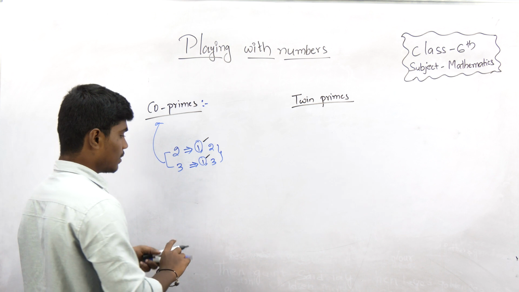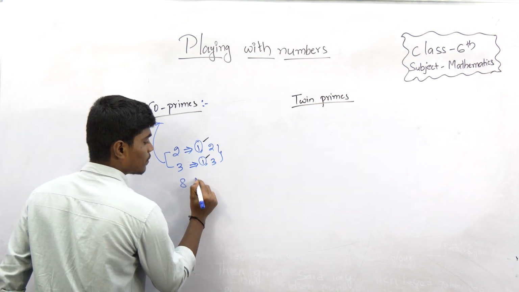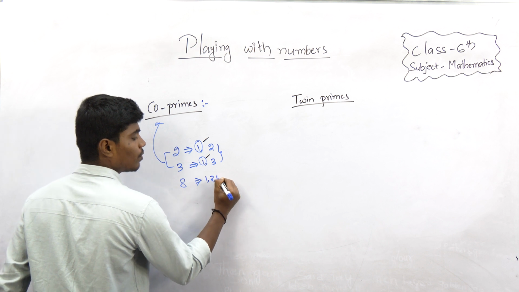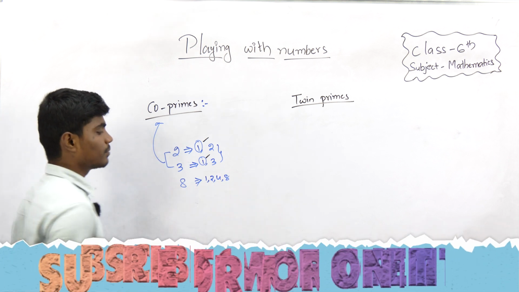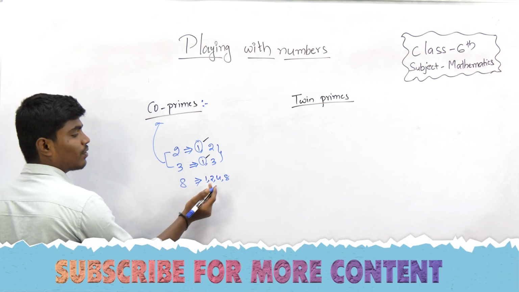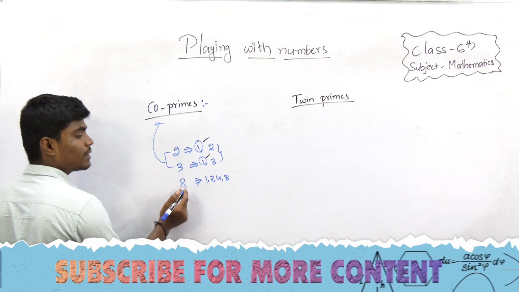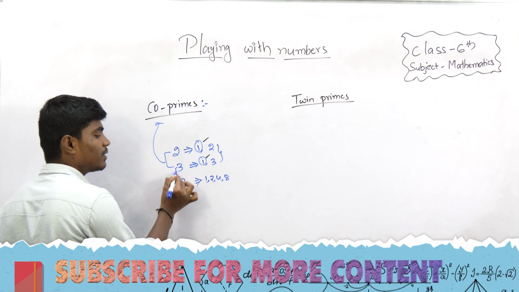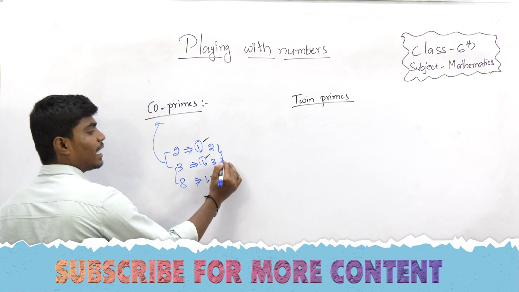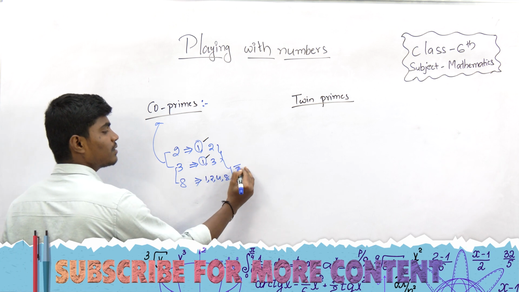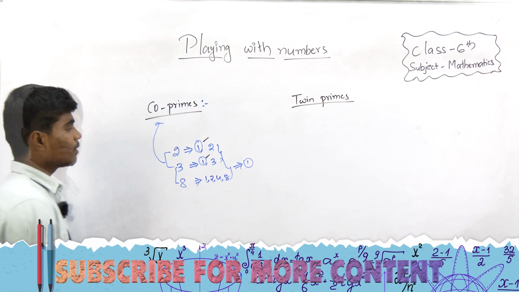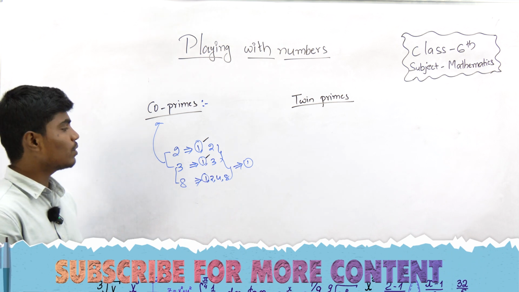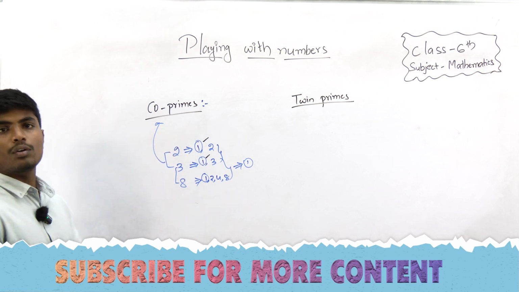If you take 8, the factors of 8 are 1, 2, 4, 8. 1 is a factor of 8, 2 is a factor of 8, 4 is a factor of 8 and 8 is a factor of 8. If you take 3 and 8, in 3 and 8 also the common factor is only 1. So 1 is the common factor here, and in this also 1 is the common factor. So 3 and 8 are co-primes.